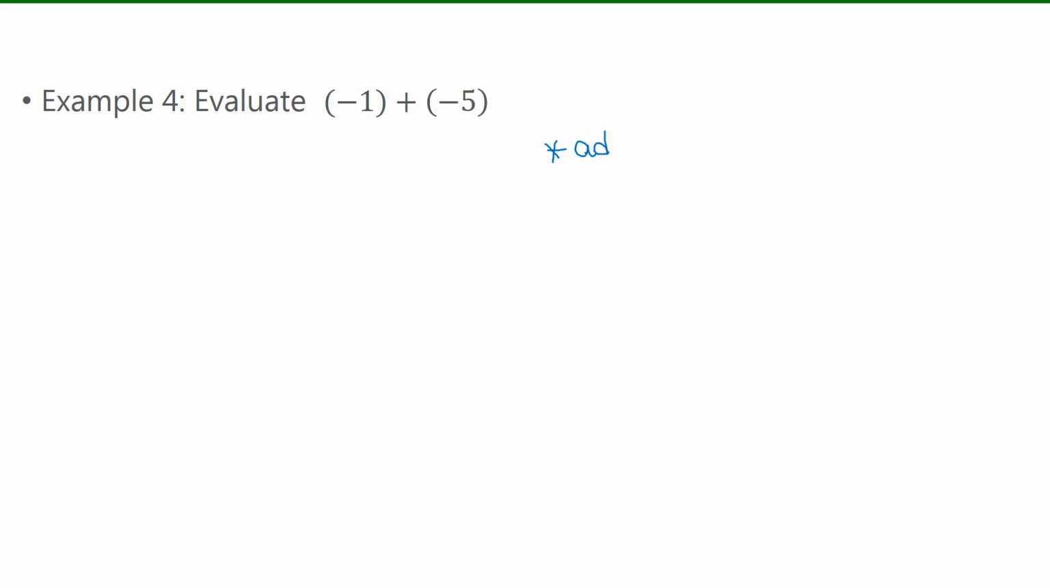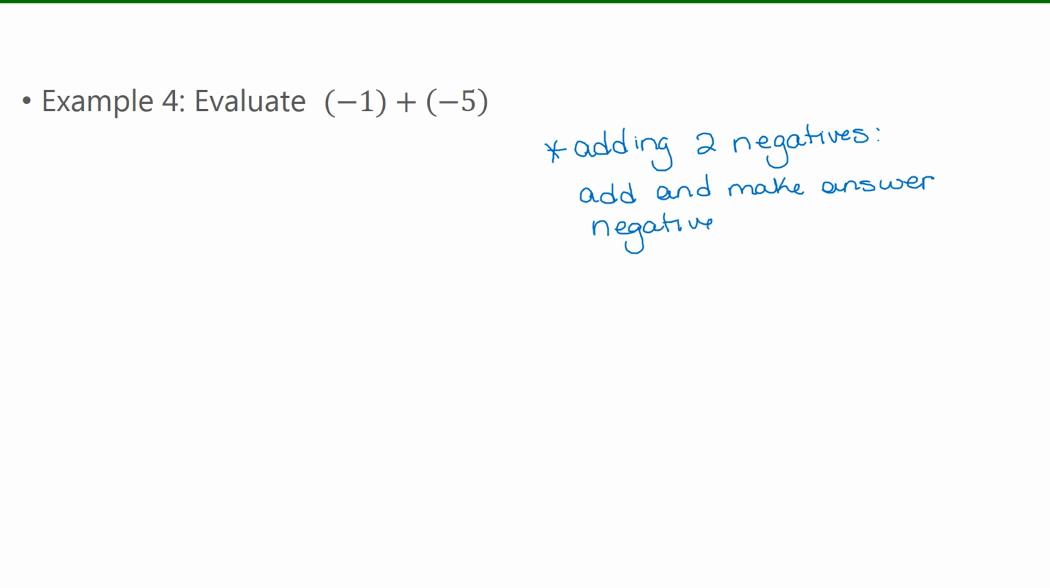Here we have the case of where we're adding two negatives. So what we do here is we add the numbers together, and then you just make your answer negative. So you ignore the signs. You say 1 plus 5 is 6. Then you write that as negative 6.